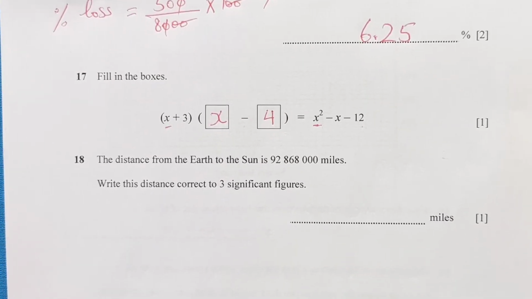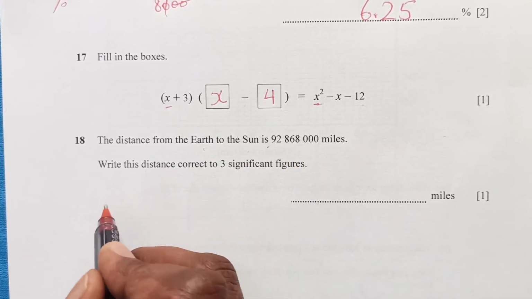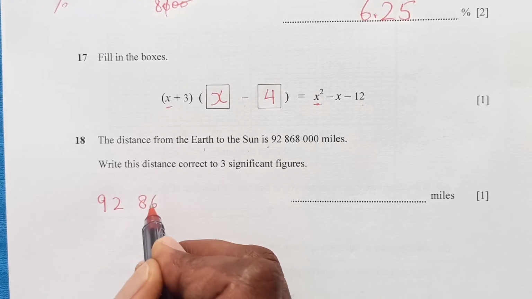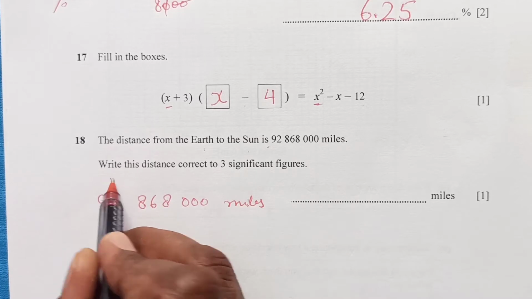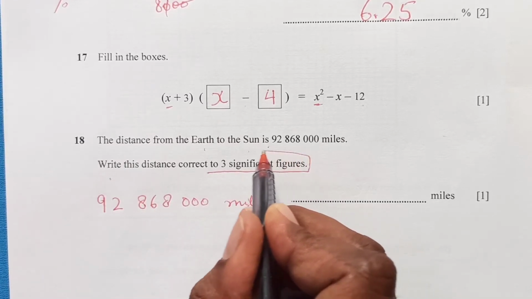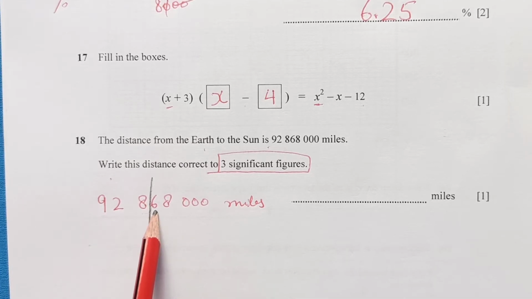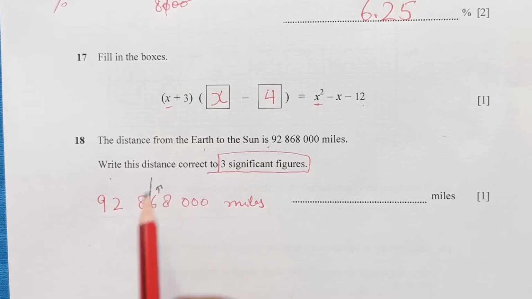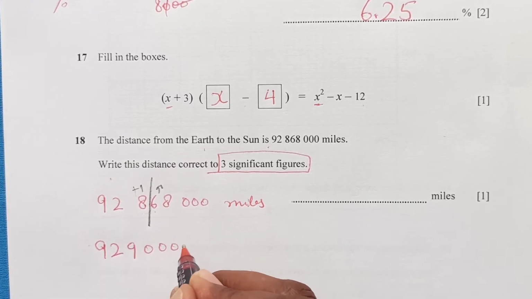Now number 18, the distance from the earth to the sun is given to us. It is 92,868,000 miles. Right? Write this distance correct to 3 significant figures. So we need 3 significant figures. 3 significant figures are here, right? Now we have to round it. This digit is 6, which is more than 5, so it will be rounded up. So plus 1 here. So it will become 929, and the rest of the digits we are going to make 0.